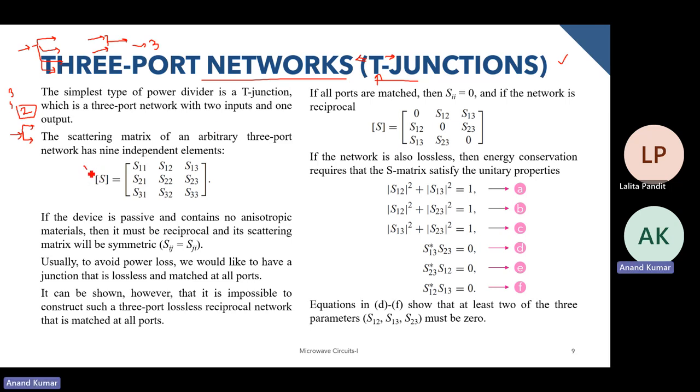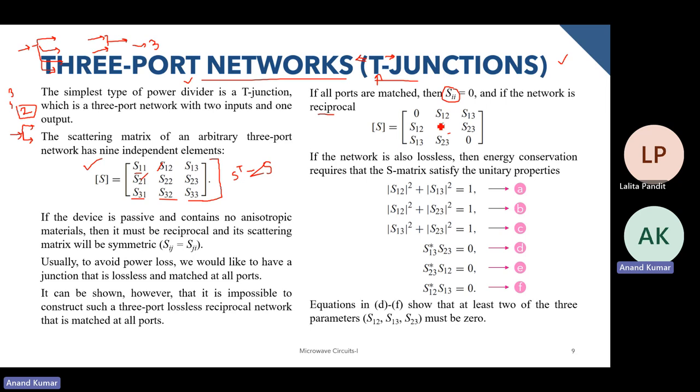For a three port device, the parameters will look something like this. We have S11 to S33, all the entries of this matrix. If this three port device is reciprocal, then this matrix should be symmetric, so S transpose should be equal to S. In that case, these elements will become equal. Also, if all the ports are matched, then there is no reflection from the ports, and the S11, S22, and S33 all become zero.